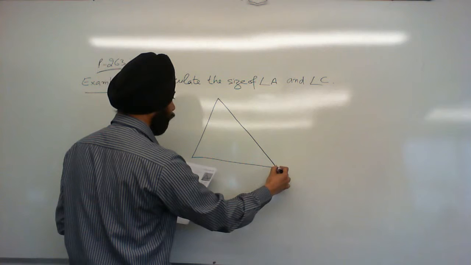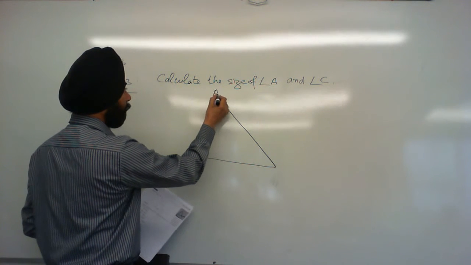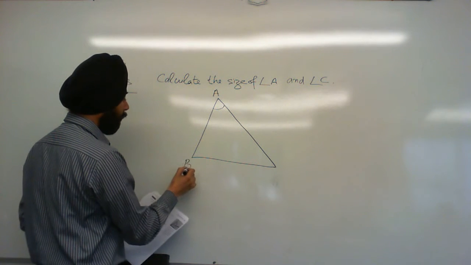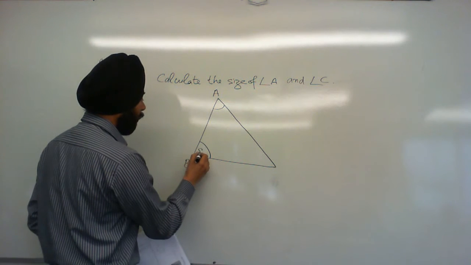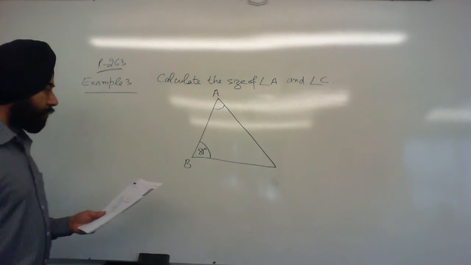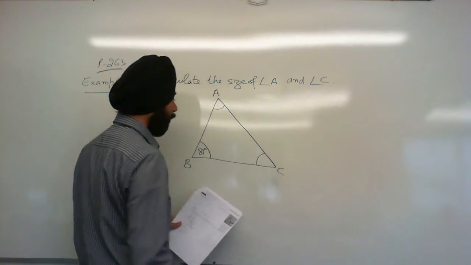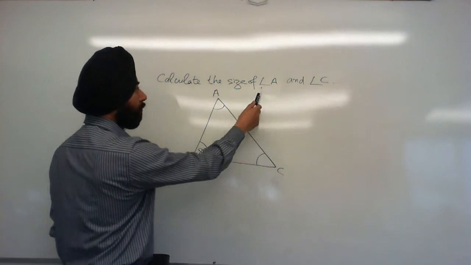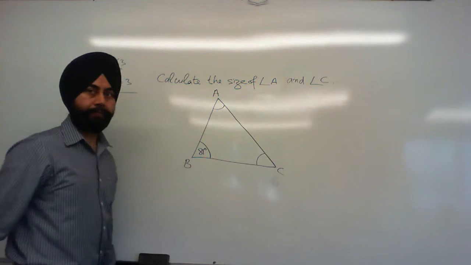This is the triangle given. This is angle A. This is angle B. And angle B is given as 81 degrees. Angle C is this one. Only angle B is given. We don't know angle A and C. We have to find it. The size of angle A and the size of angle C.